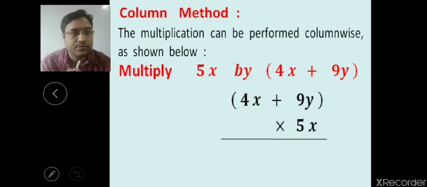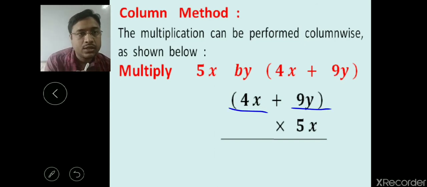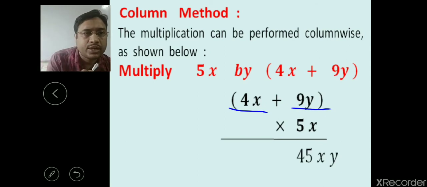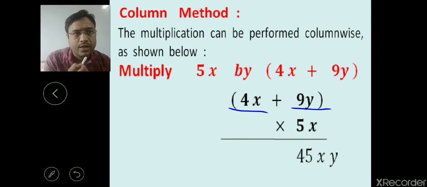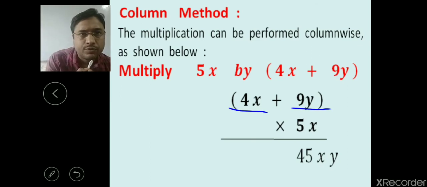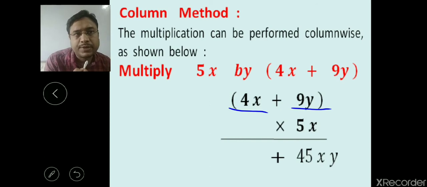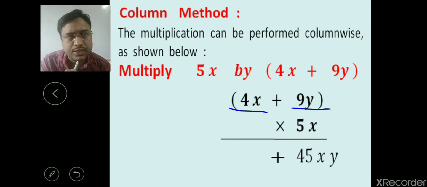This 5x you must first multiply with this 9y, then with 4x, using the rule that numbers will multiply with numbers, and then their corresponding variables will also multiply. Then 5x into 9y: 5 into 9 is 45, and x into y gives 45xy. The sign is plus, so you copy that plus here, because both are positive, so the result will also be positive, plus 45xy.